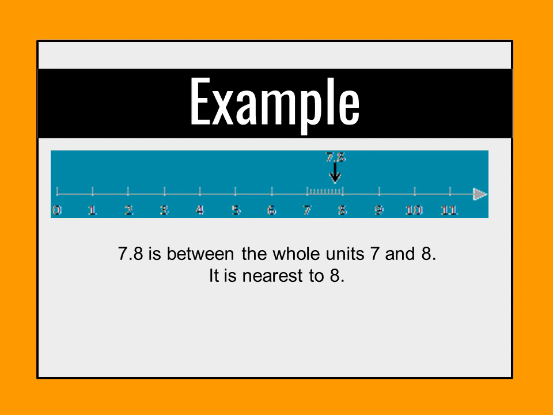Here is an example on how to round a decimal to the nearest whole number. Round 7.8 to the nearest whole number. 7.8 is between 7 and 8. Is it nearer to 7 or 8? 7.8 is 8 when rounded to the nearest whole number. 7.8 is approximately equal to 8.